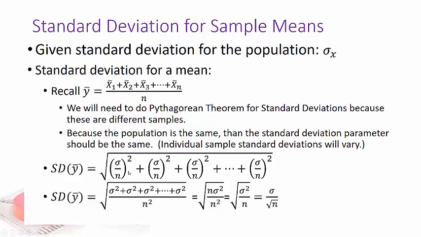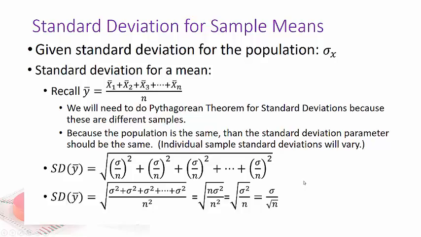Well, I can first of all rewrite this as one fraction. So I have all these sigmas squared over all these n squared. And I have n of these, right? Because I'm doing the mean of n of them. So n times sigma squared over n squared. These two simplify. And the square root of sigma squared is just sigma. The square root of n squared is who knows what. So it's the square root of n.